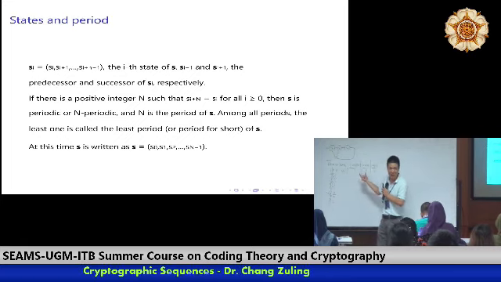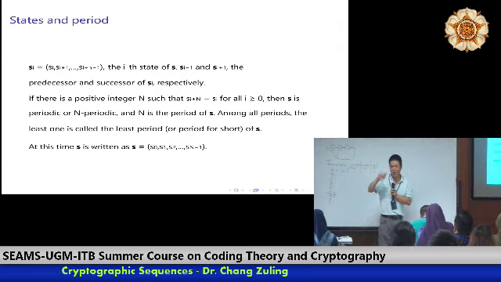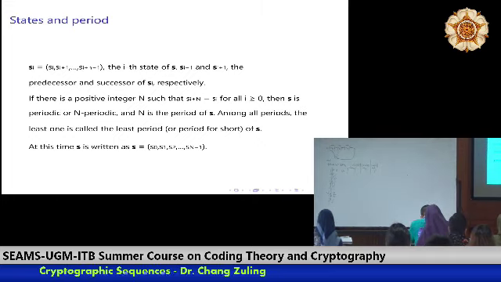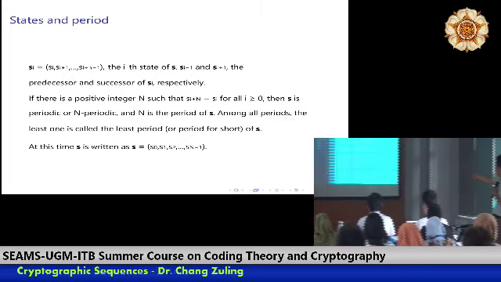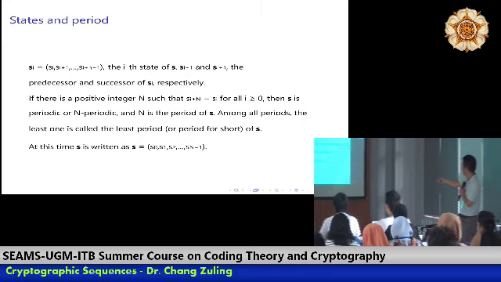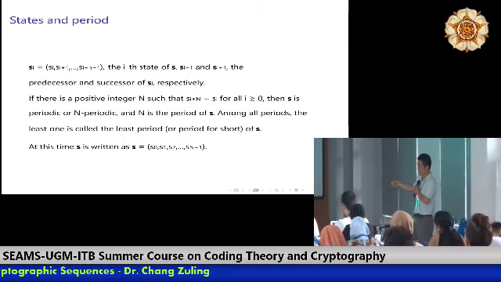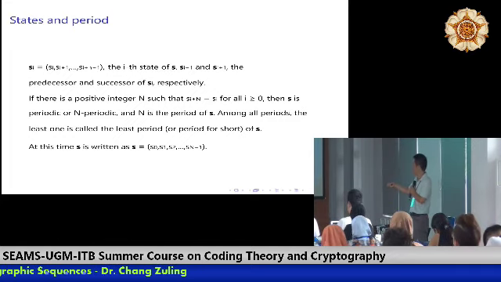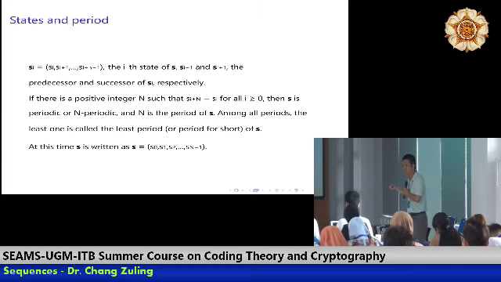14 is also a period, and 21 is also a period. So there are lots of periods. We usually take the least one. The least one we call the least period, or sometimes we just call it the period. So at this time, S can be written like this, and 7 is the least period.